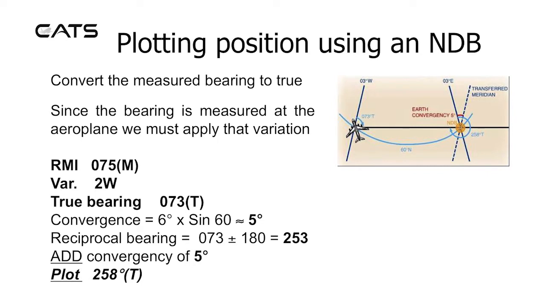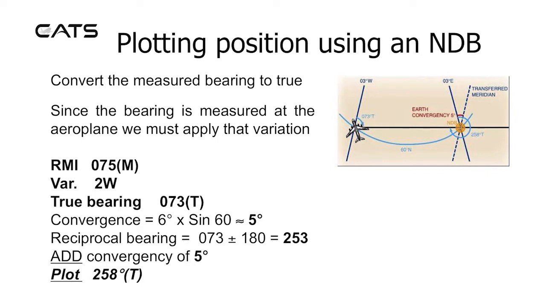So, convert the measured bearing to true. Since the bearing is measured at the aeroplane, we must apply that variation. The RMI is reading 075 magnetic and variation is 2 degrees west. So the true bearing is 073 true.